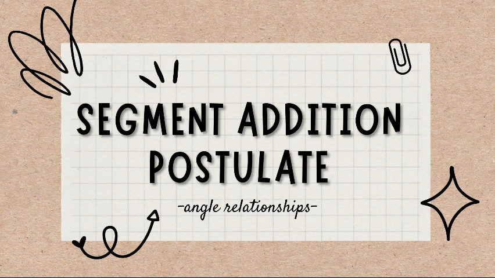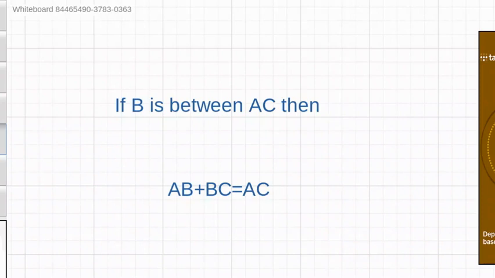Hey guys, today we're going to be learning about the basics of angle relationships. So we're going to be starting with segment addition postulate. Segment addition postulate is: if B is between A and C, then AB plus BC is equal to AC.